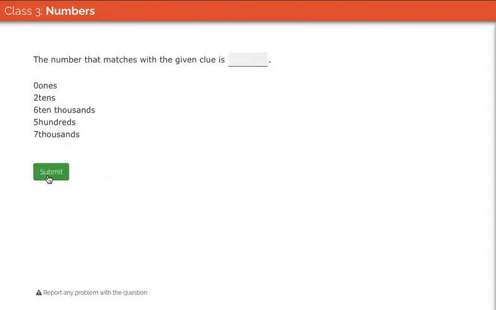Terrific. The number that matches the given clue is: 0 ones, 2 tens, 5 hundreds, 7 thousands, 6 ten thousands. Wait, let's write them. 6 ten thousands, 7 thousands, 5 hundreds, 2 tens and 0 ones.